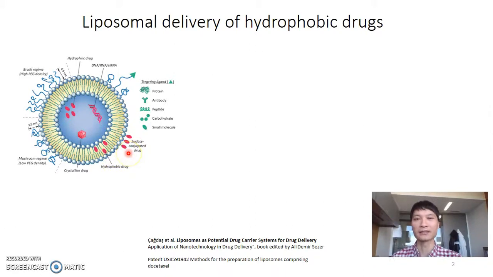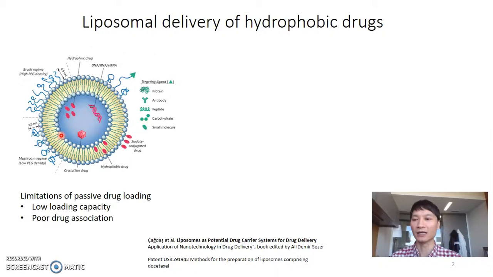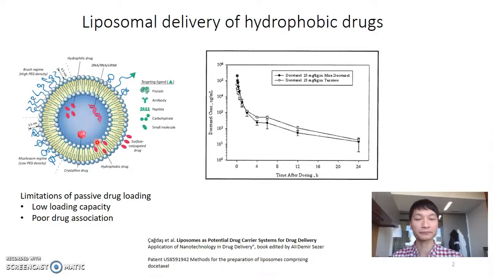But there's a significant problem with delivery of hydrophobic drugs. As I mentioned, normally they are encapsulated in the lipid bilayer, but there are two limitations. The first one is the lipid bilayer capacity is very low, so the loading efficiency is low. Second, the drug association with the lipid particles is poor. So that means when you inject the formulation into the blood circulation, the drug tends to leak out, and then you don't have the advantage of using liposomes to deliver anymore.